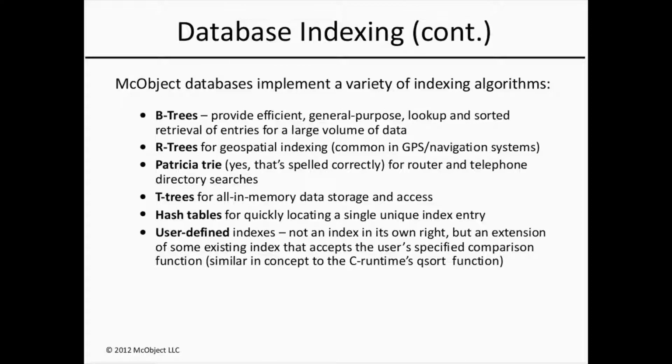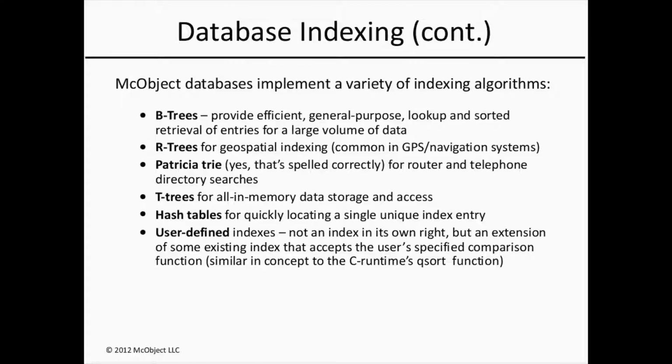The B tree is the most popular data structure used in database and file systems and provides efficient general-purpose lookup and sorted retrieval of entries for a large volume of data. We'll look at R trees for geospatial indexing, which is common in GPS and navigation type systems. We'll examine the Patricia tree for router and telephone directory searches. This is also known as a longest prefix match index.